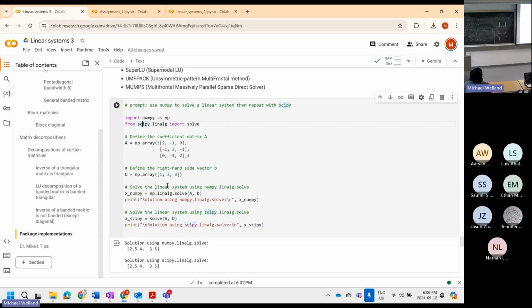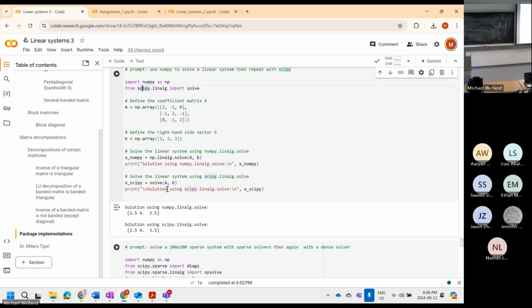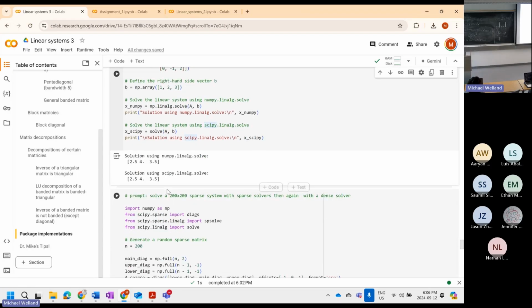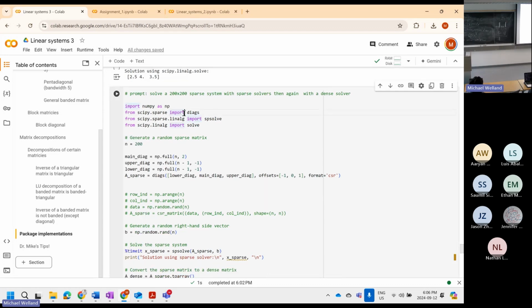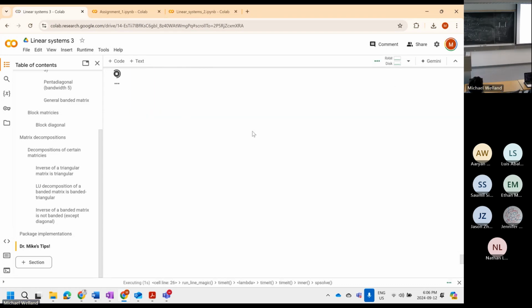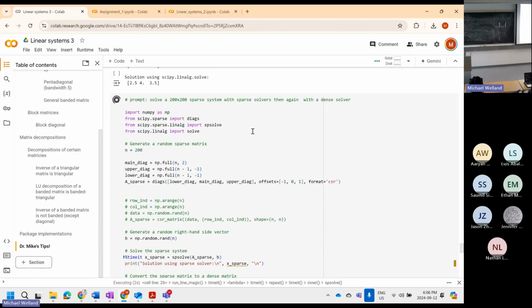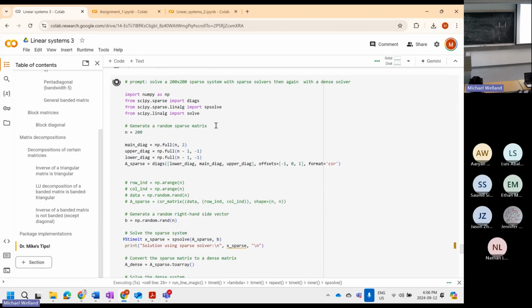So this is just, yeah. I don't think I really need to run this. Just an example of how you do the solves. Assignment. This is how you do the solves, right? And then we get to this one. I wanted to solve a 200 by 200 sparse system with sparse solvers and then again with a dense solver to see the difference here.